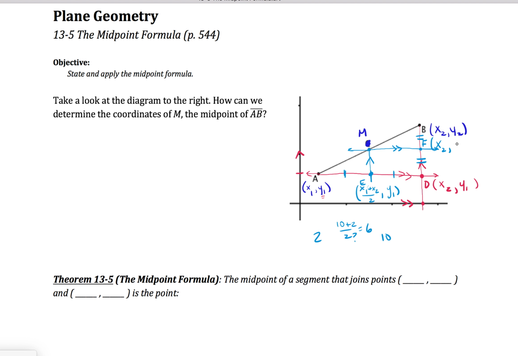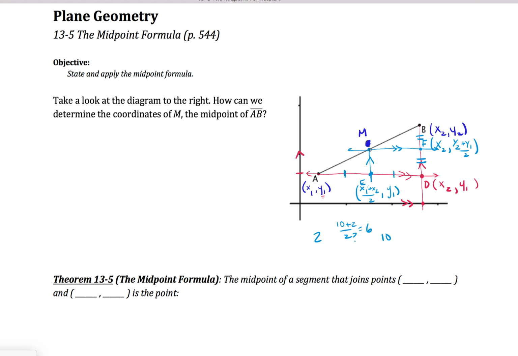But then the y-coordinate would be the average between y2, which is the y-coordinate of B, and y1, which is the y-coordinate of D. So the average between those two would be y2 plus y1 divided by 2. It looks kind of funky, but hopefully you understand where this is coming from. This point E has an x-coordinate that's the average between the x's for A and D. Point F has a y-coordinate that's the average between the y's for B and D.